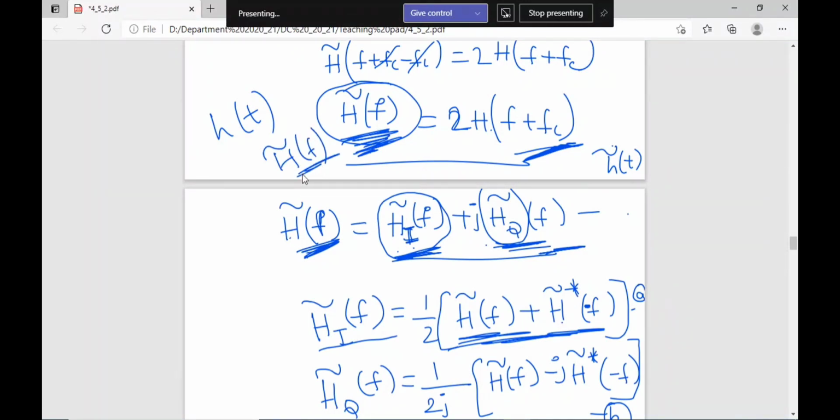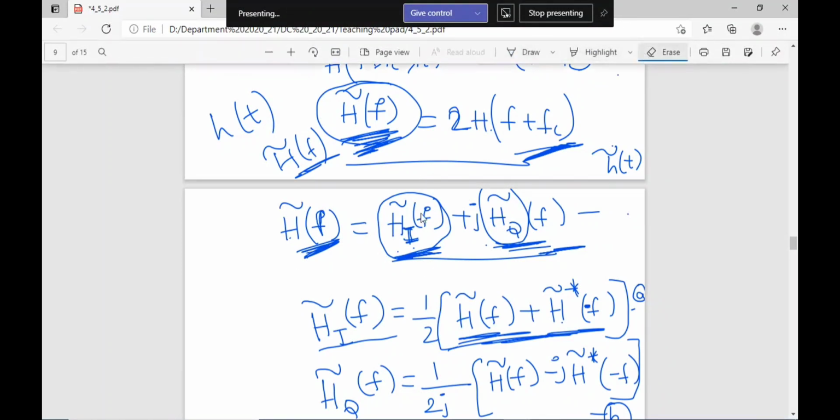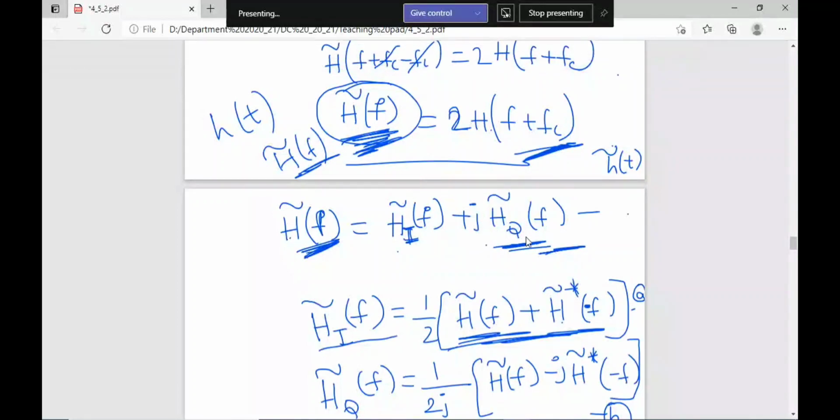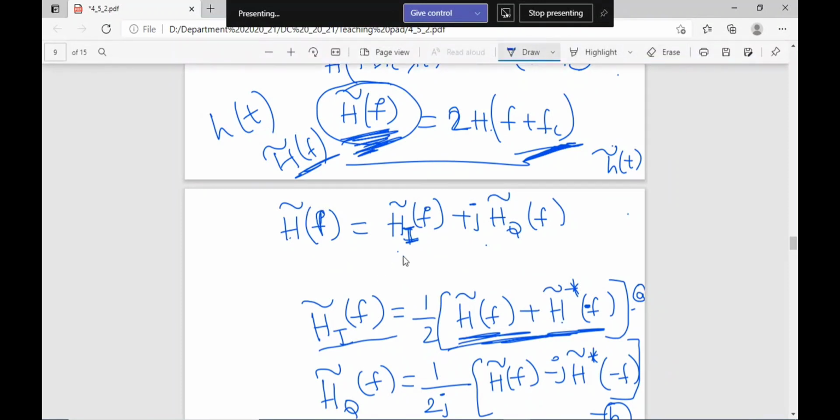Okay, so complex envelope, you can write it in the form of in-phase and quadrature components. Here we have represented h tilde of f as h_I tilde of f plus j h_Q tilde of f. This is the representation of the complex function h tilde of f in the form of in-phase and quadrature components.